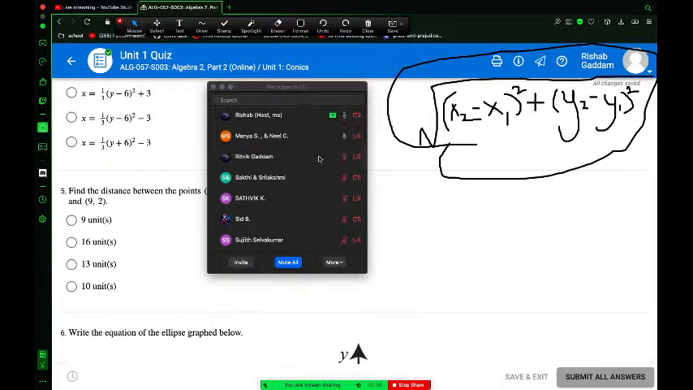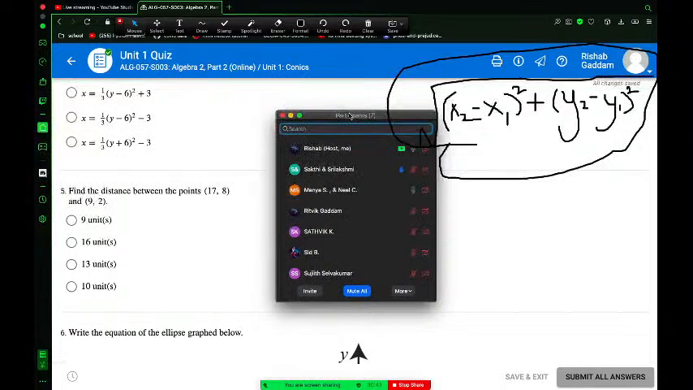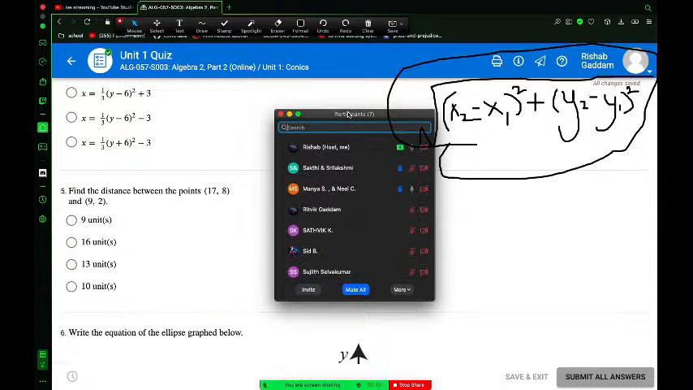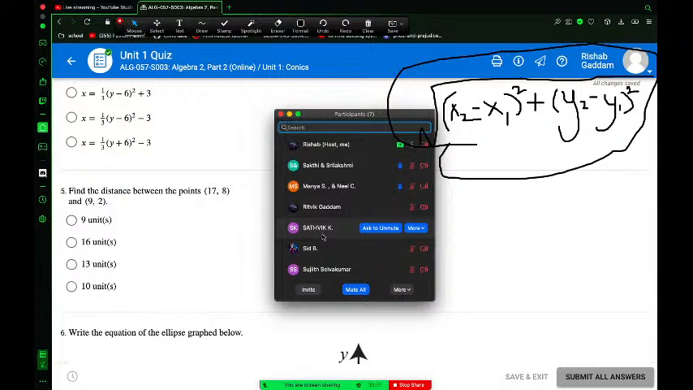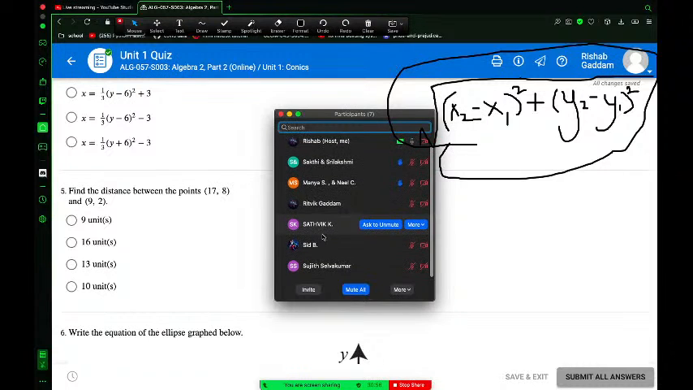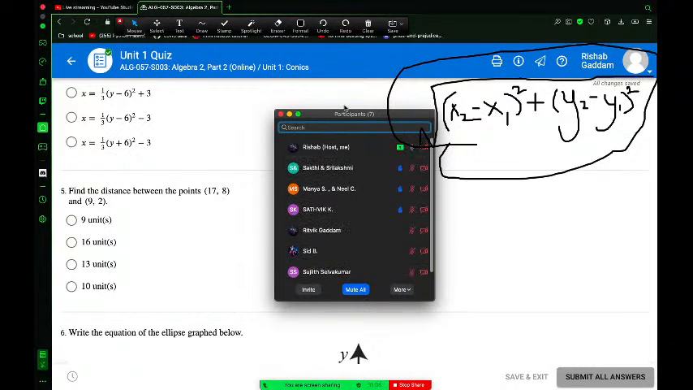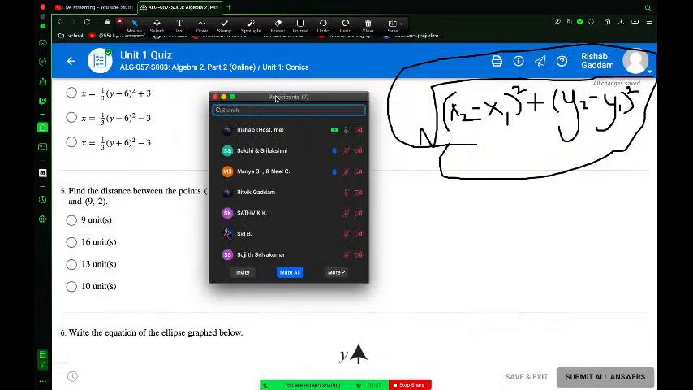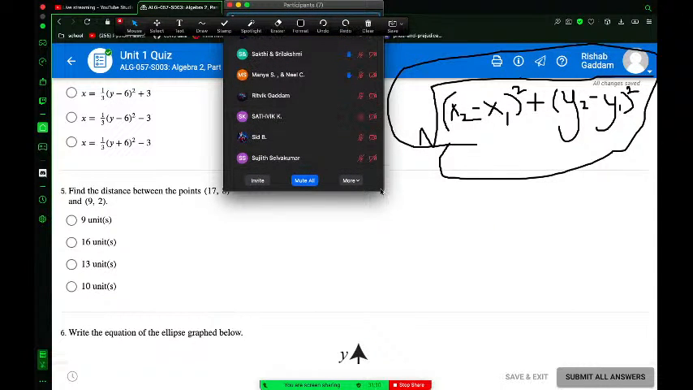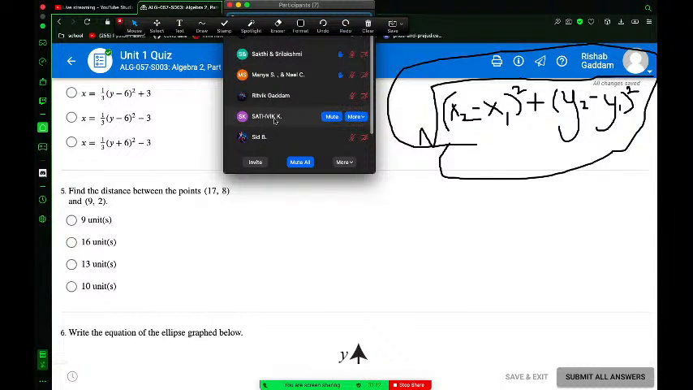Wait, we're talking about problem number 5, right? Yeah, problem number 5, the distance problem. Okay, 1 second. Anybody else? Sujit, Satvik, Ritvik even? Okay, so Satvik, you want to do it? So you can do this one. This one is pretty easy. All you have to do is substitute the values. So this is pretty easy.